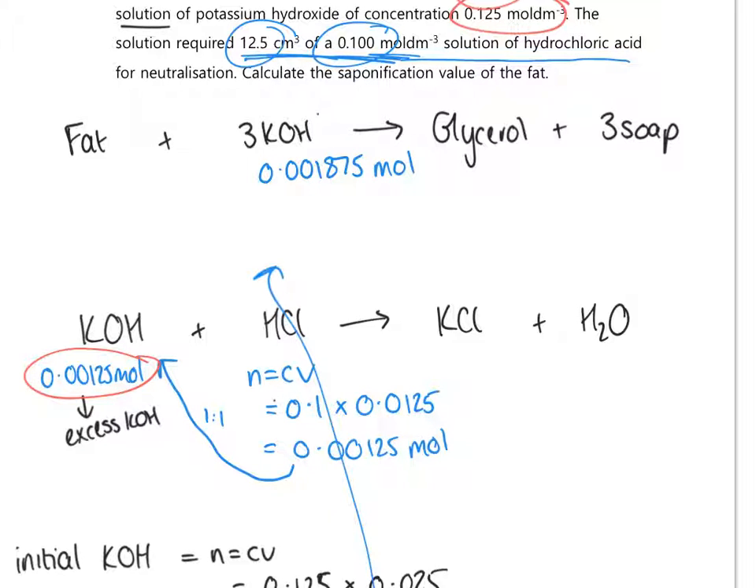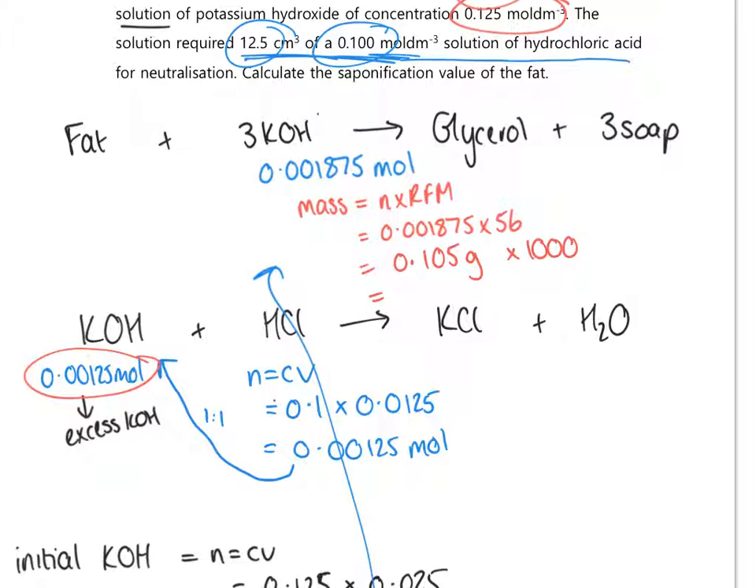What do I need to do now? Times it by 56. Why? Good. I want to work out the mass of my potassium hydroxide. So I do my moles times by the RFM, which is 56. That works out as 0.105 grams. What do I need to do? Times it by 1,000 to get it into the milligrams of potassium hydroxide.